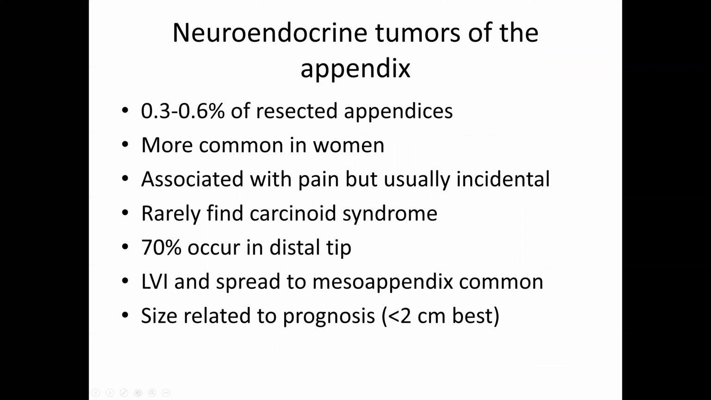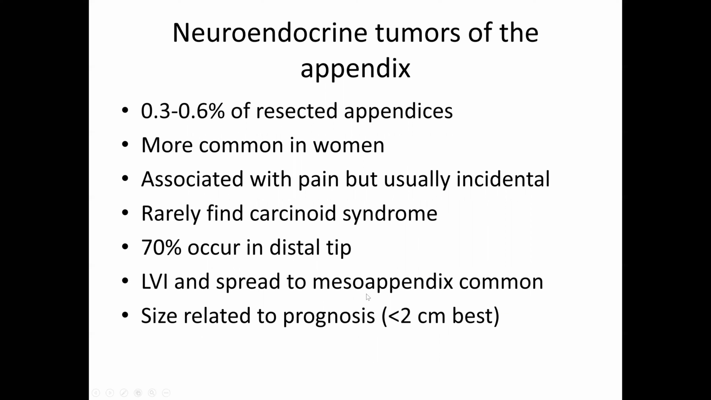Women, again, more frequently involved, and typically these do not produce the carcinoid syndrome. Most of them are in the distal tip, and that's the importance in terms of sampling, to make sure that you sample the distal tip, usually with a bivalved on kind of coronal type section.